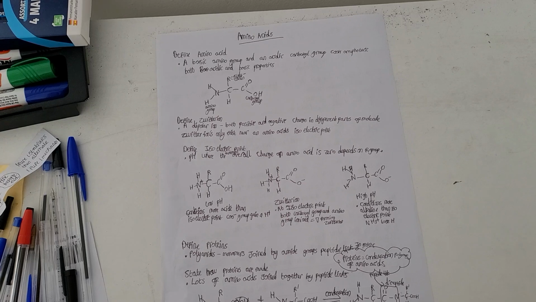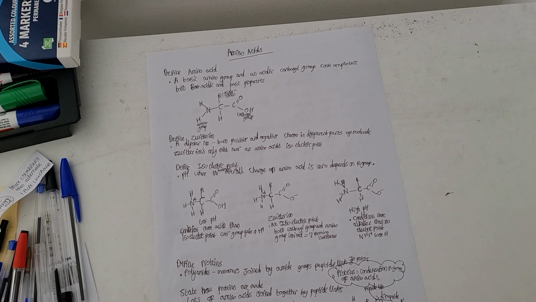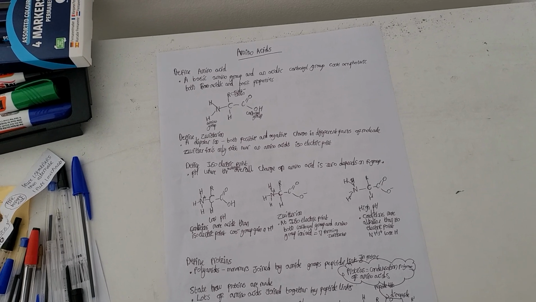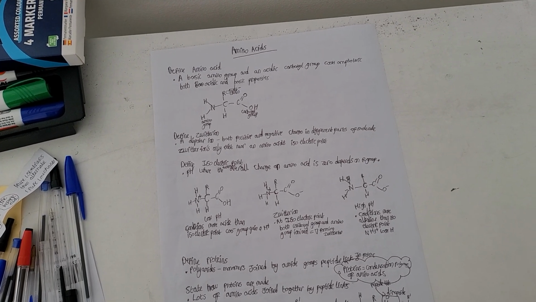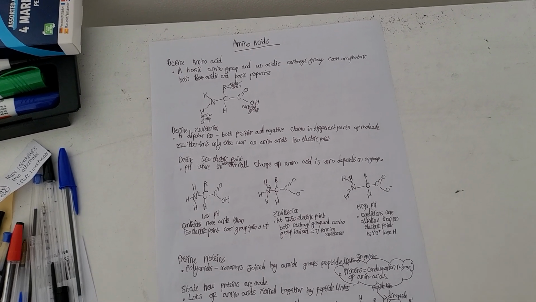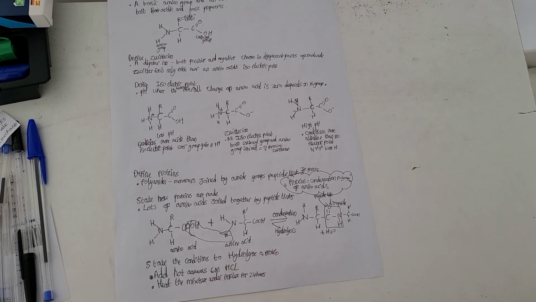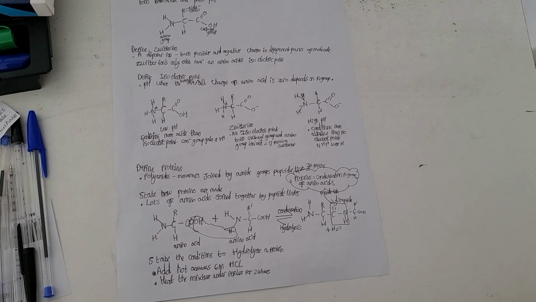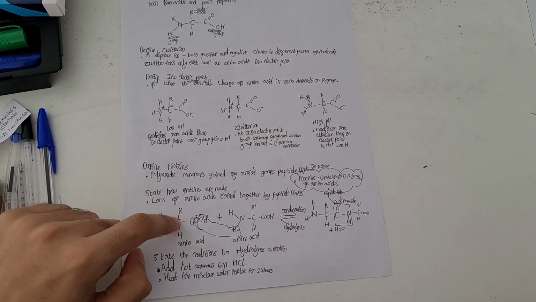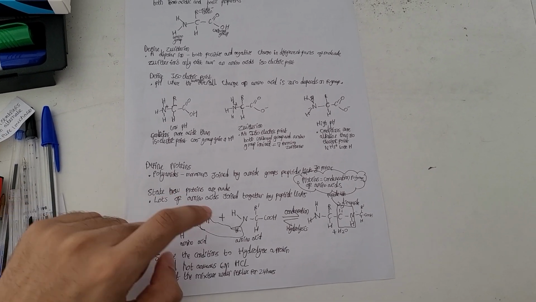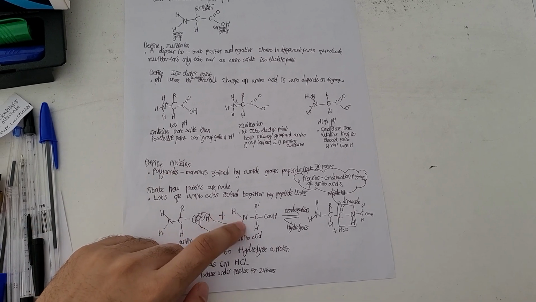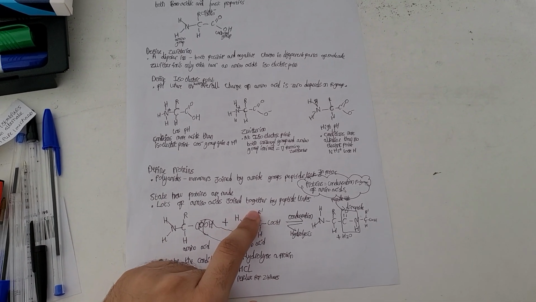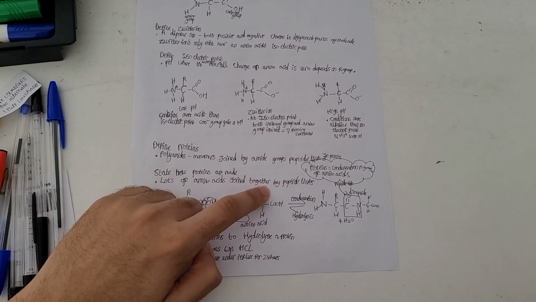Definition of proteins: polyamides, basically monomers joined by amide groups, peptide links formed in proteins. Proteins are condensation polymers of amino acids. State how proteins are made: lots of amino acids joined together by peptide links. And here you go: amino acid R, NH2, H, COOH, plus another amino acid with NH2, the carboxyl group, and the hydrogens remaining the same, and this R group is different to this one, R dash.